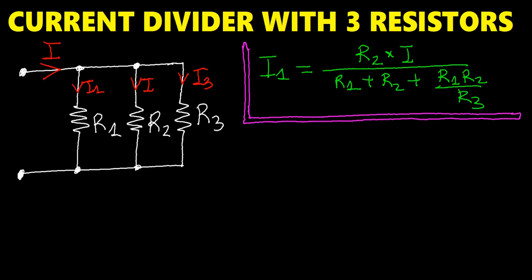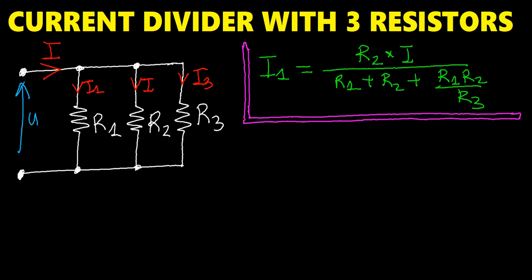Hello, in this video we are going to prove that the current flowing through the resistor R1 is equal to R2 times I, what you see on the board. So we can first of all give the direction of some items. Let's say the total voltage across the circuit is U.